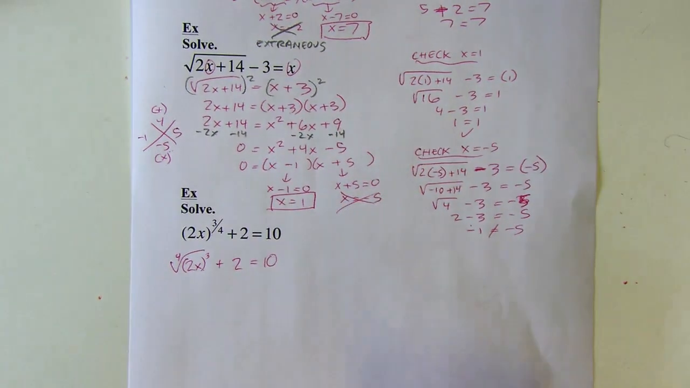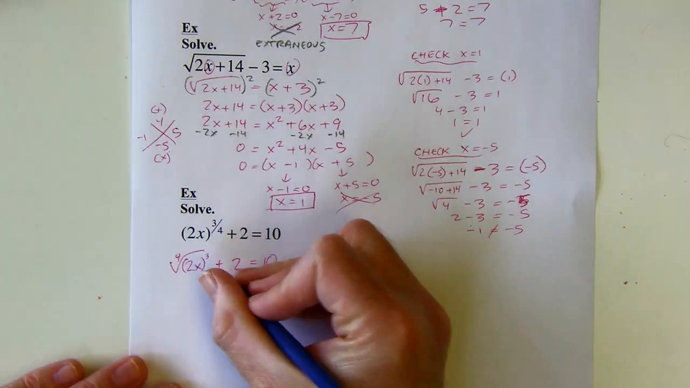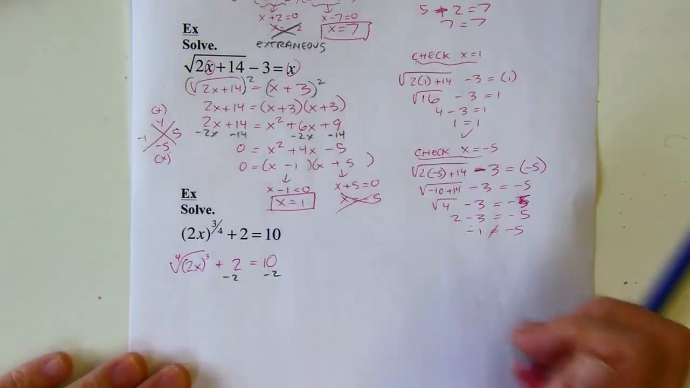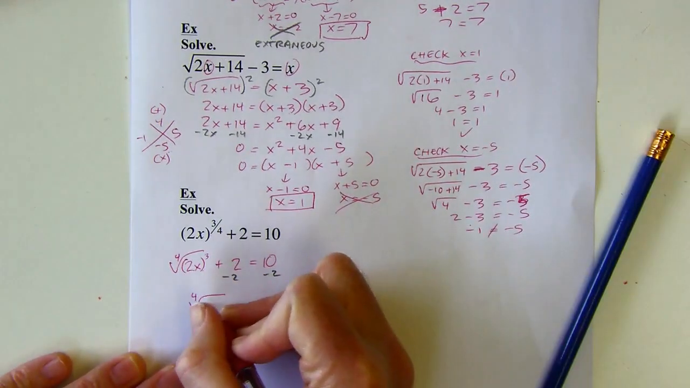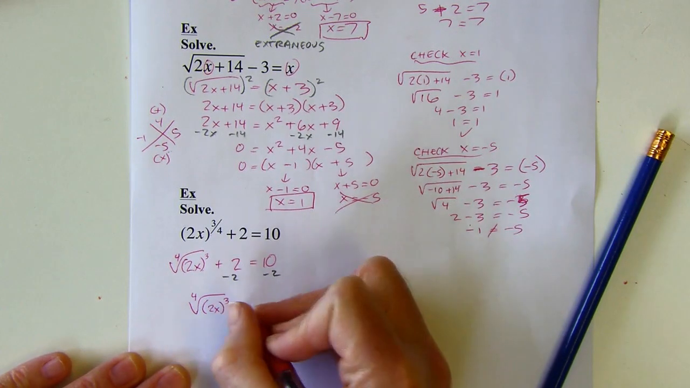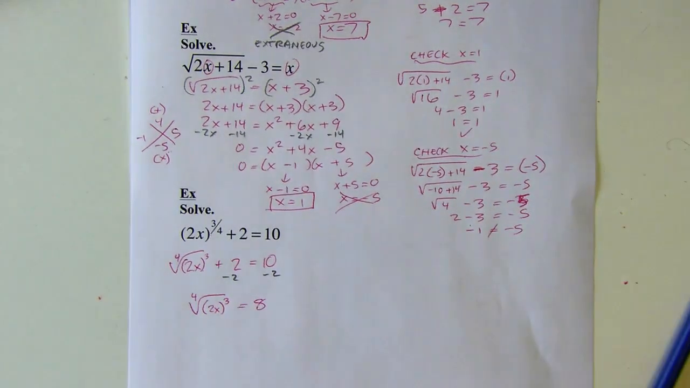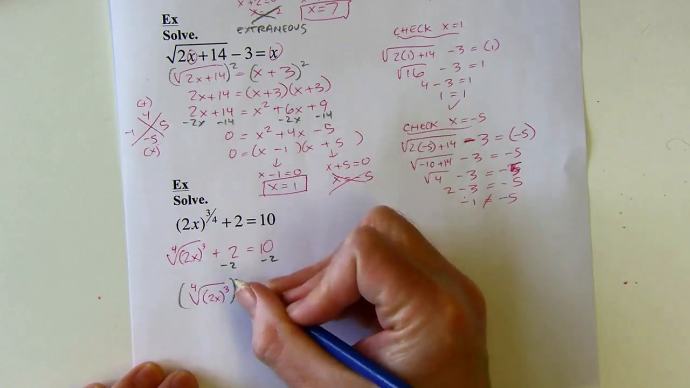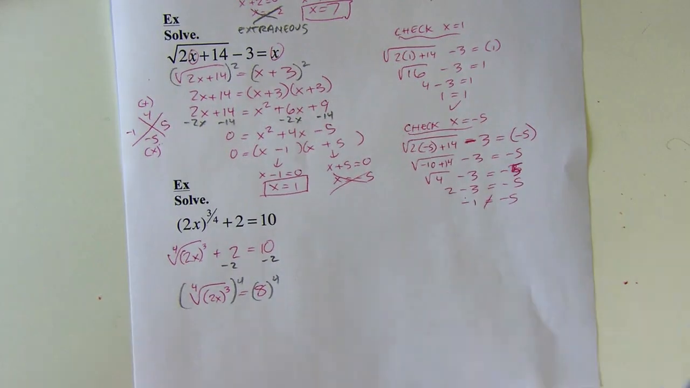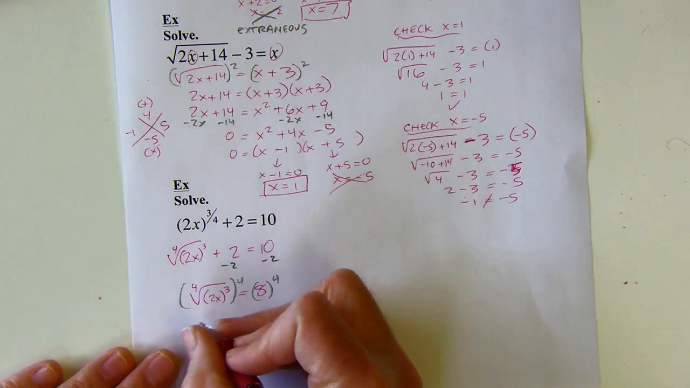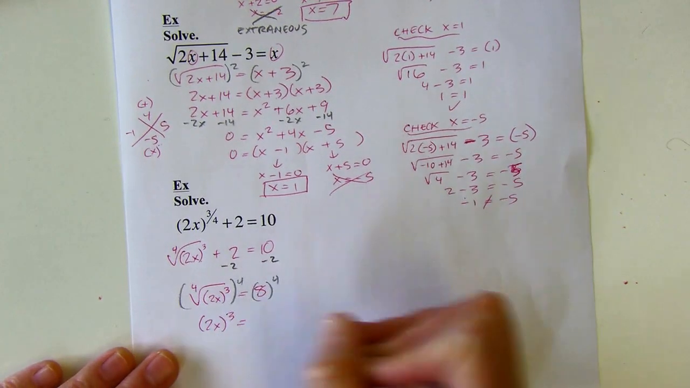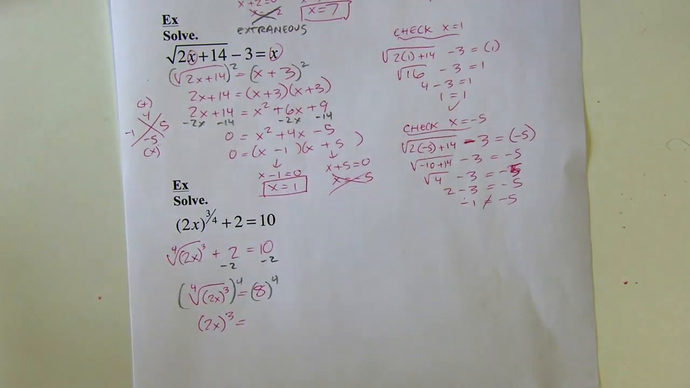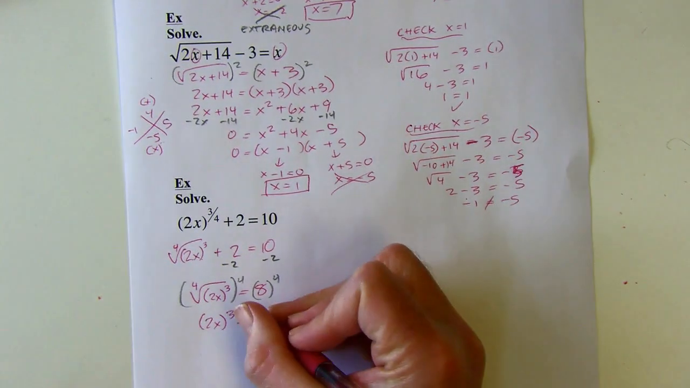Okay, all right. So I want to isolate the radical. Let's subtract 2 from both sides. Okay. So now, since my index is 4, I want to raise this to the 4th power to clear the radical there. Okay. So let's see. This is going to just give me the quantity 2x to the third, and then 8 to the 4th. I don't know what that is off the top of my head. So let me check on my calculator. 8 to the 4th is 4,096.